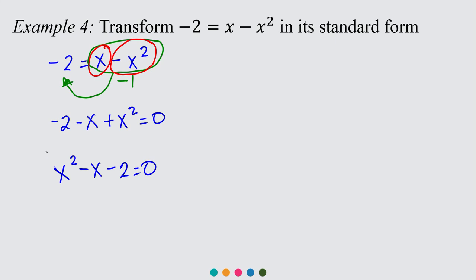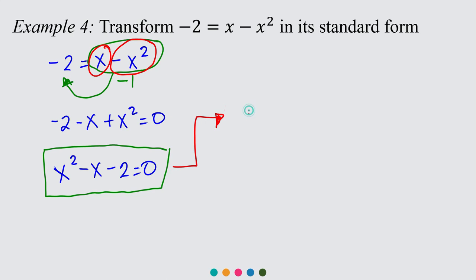And this is the standard form of negative 2 is equal to x minus x squared. Okay? So, determine natin yung value ng a, b, and c. So, a now is 1. Automatically, may 1 dito. So, b is negative 1. Don't forget the minus sign. And c is equal to negative 2. So, that's how to transform equation in its standard form.